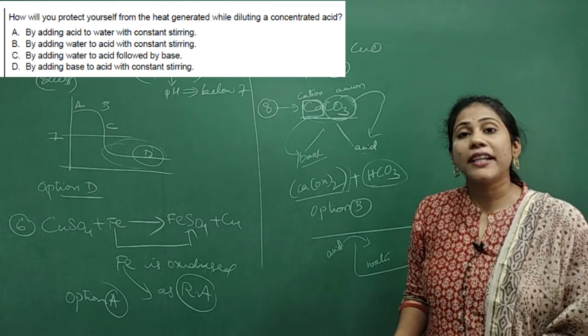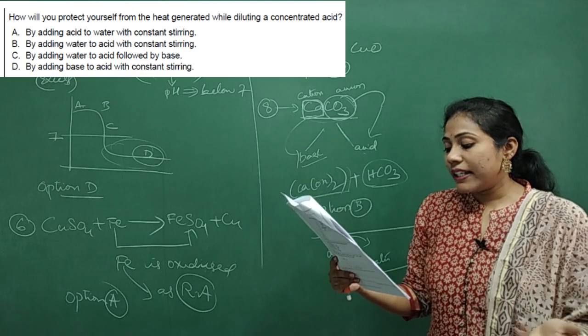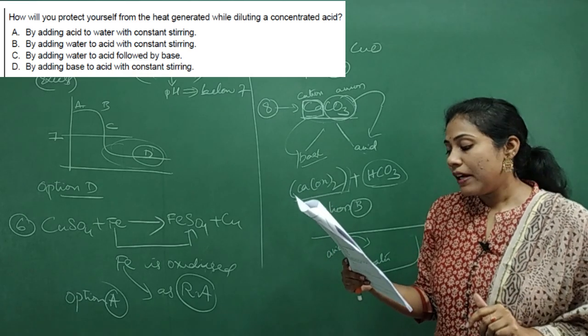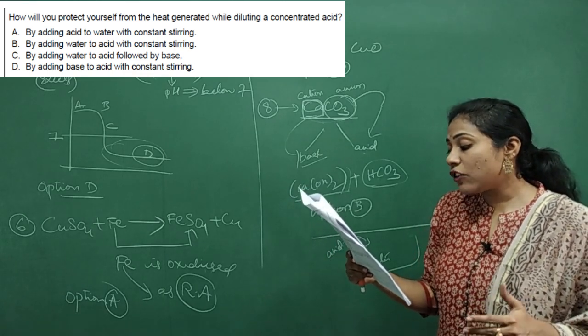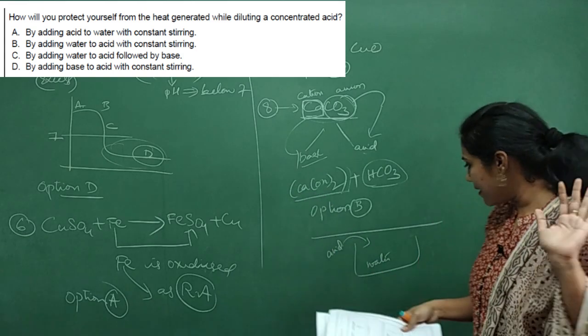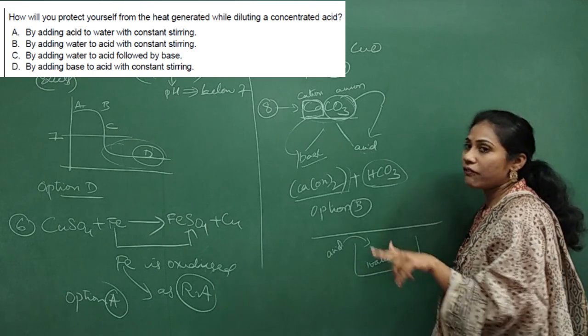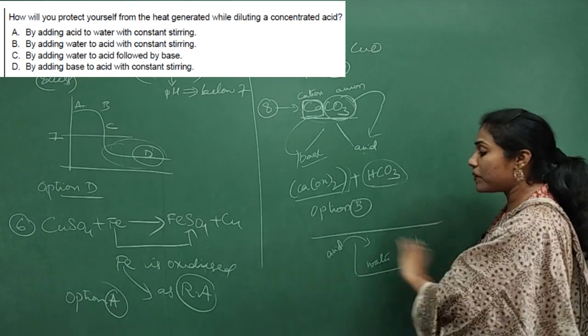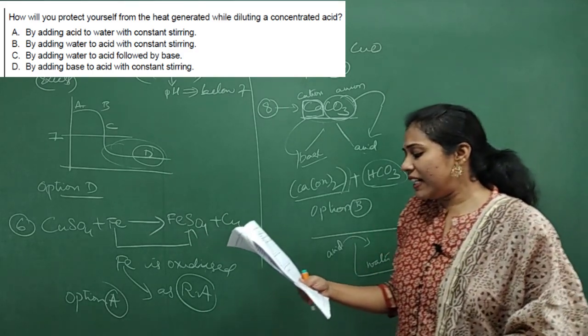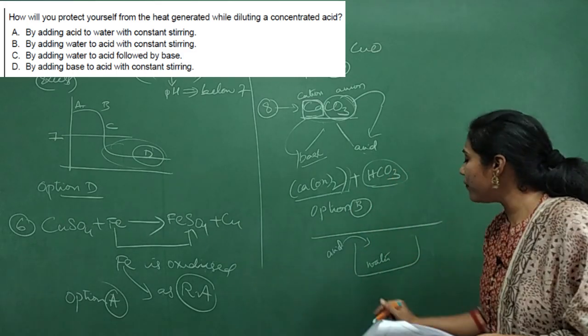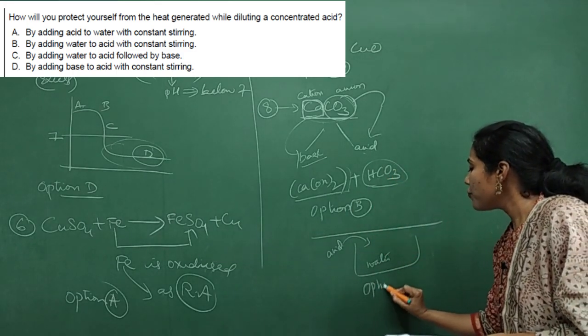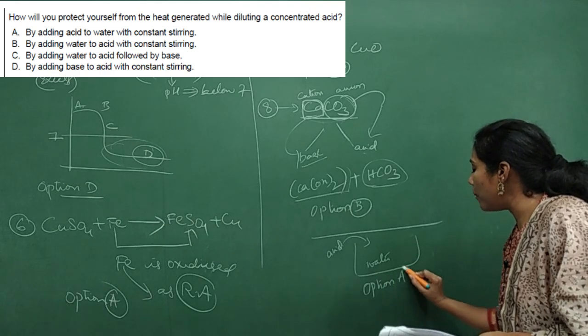So let's check out the options. Which one can be correct? Option A: by adding acid to water with constant stirring. Yes, we should always add acid to water with constant stirring, right? The opposite thing we should not do. So definitely option A itself is the correct answer. So the correct answer is option A.